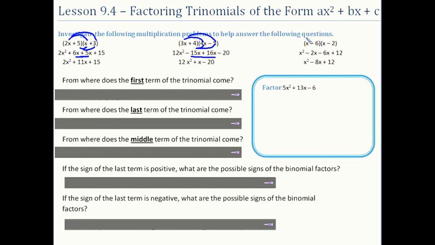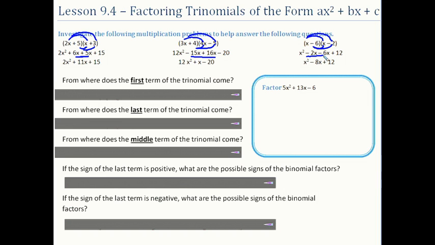The last one here, x times x is x squared. x times negative 2 is negative 2x. Negative 6 times x is negative 6x. And negative 6 times a negative 2, that's a negative times a negative, so that's positive 12. And adding like terms, we get negative 8x.